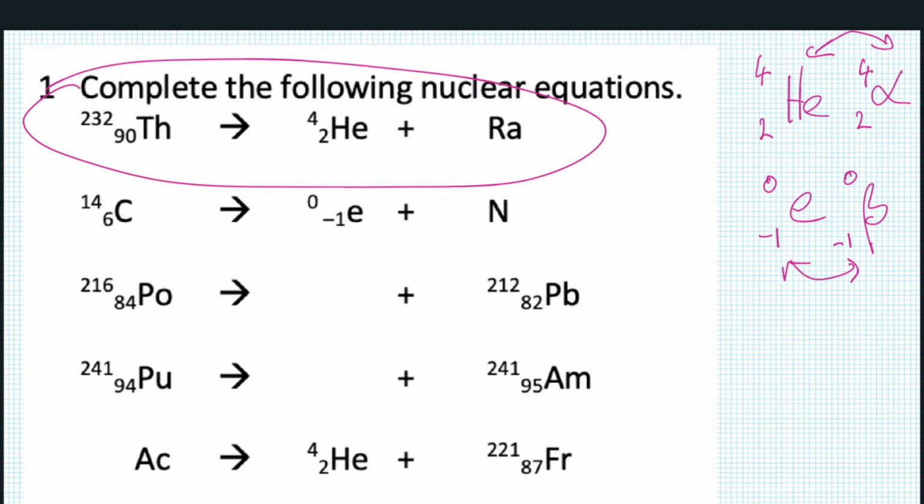Okay. When it comes to the actual equations, let's have a look at this top one first. 232 and 90, thorium. And then we have an arrow, which means there's a reaction that happens, and it becomes a helium nucleus, which we just talked about, an alpha particle, plus radium. And we're missing some numbers here from radium. That's what this question is asking us to do, to fill in these two numbers that go there and there.